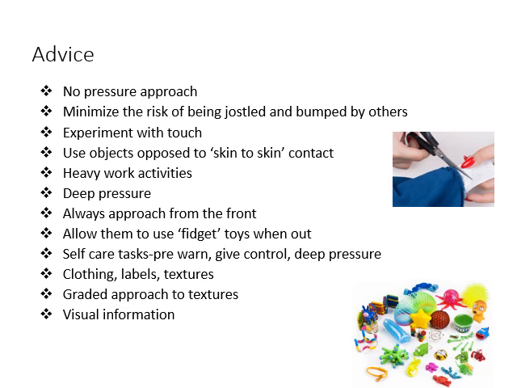Strategies you could try include: use a no-pressure approach and allow the child to watch from a distance when their peers are participating in touch-related games. Have a conversation with nursery or school about how to minimise the risk of being jostled and bumped by others. Experiment with touch. For instance, offer a firmer hug as opposed to a light hug, or vice versa. Use objects as opposed to skin-to-skin contact. For example, roll a ball over their hand or body. Also, offer tools for certain activities instead of relying on them using their hands.